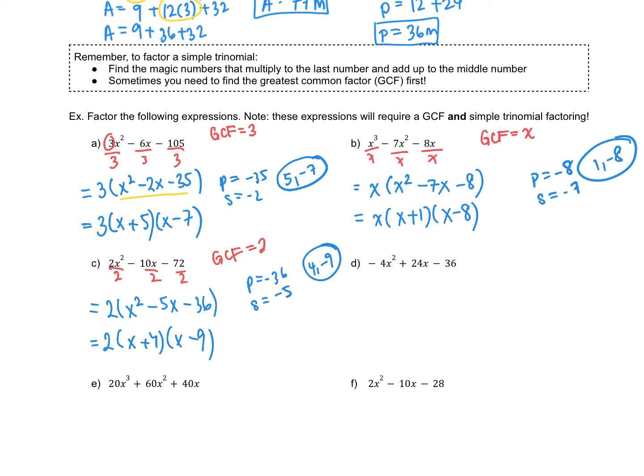All right, for D, I have negative 4x squared plus 24x minus 36. A reminder, whenever your first term is negative, you have to factor out the negative. And in fact here, the 4 can be divided out as well. So our greatest common factor is -4. Notice for all of these trinomials, because I do want to make them simple, we can divide everything by whatever that first coefficient is.